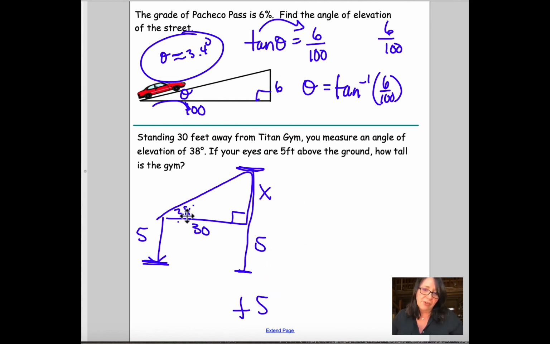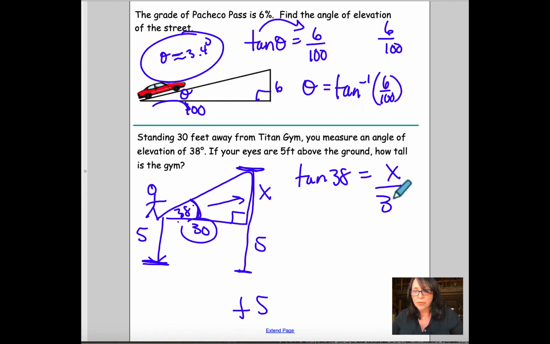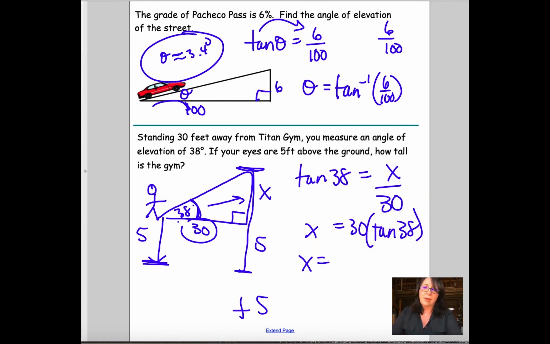And so what we're going to do is put ourselves here, okay? And that makes opposite and adjacent. So that's tangent again. So we're going to use tangent of 38 is equal to x over 30. I'm going to cross multiply. X equals 30 times tangent of 38.